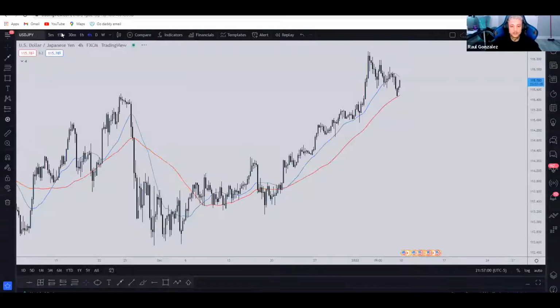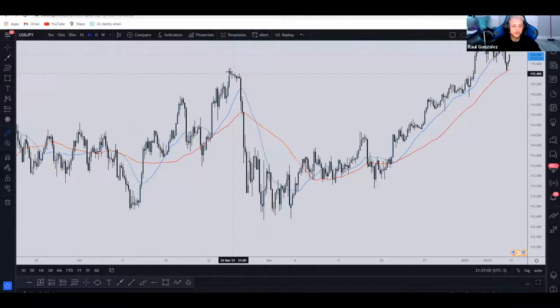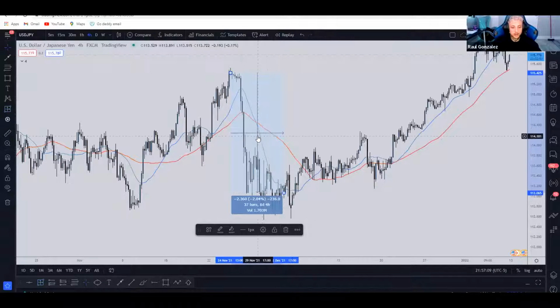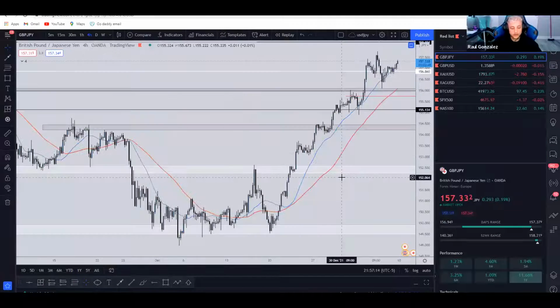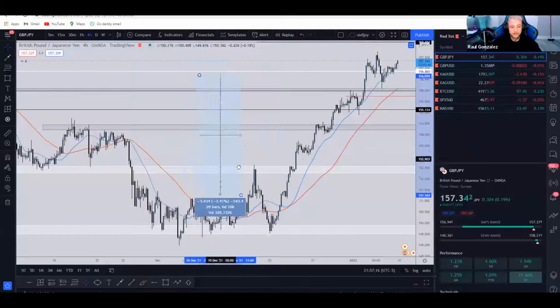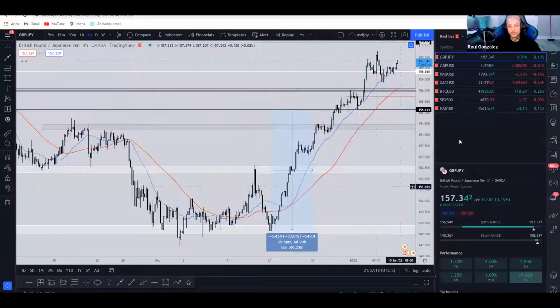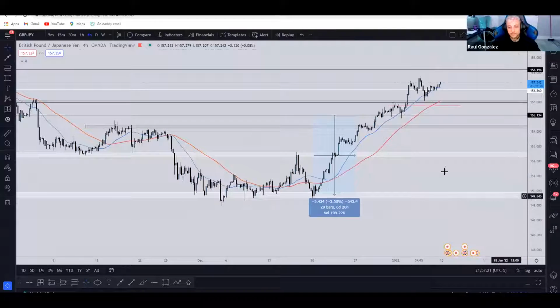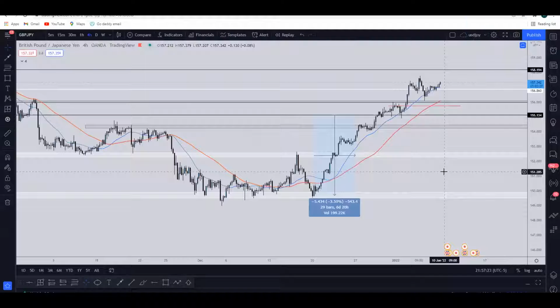Let me see if this will work. Let's measure how big this move was on UJ, right? This was 230 pips. I'm going to copy this and go to GJ. On GJ, that same move would have been 540 pips. So you see the difference there? One pair moved 230 pips, the other moved 540 pips, even though it was the same size move. Gotcha. Thank you so much. Got it.